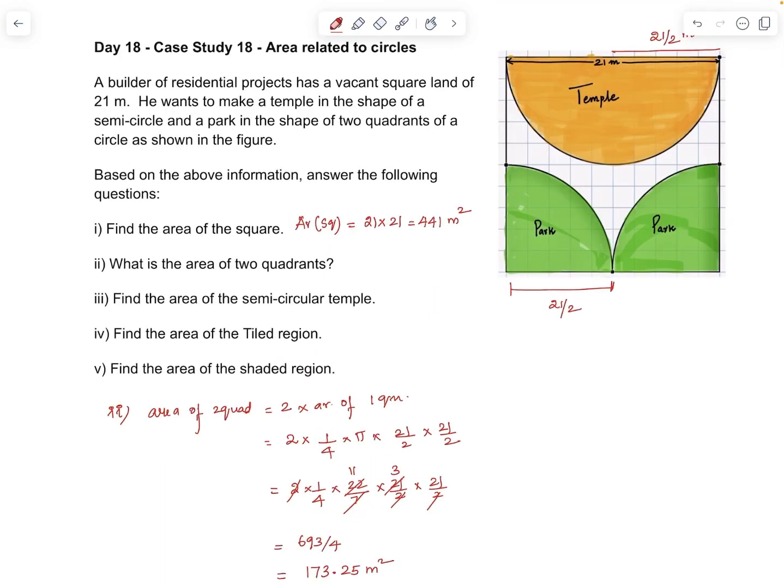173.25. Question 4. Find the area of the tiled region. To get the tiled region, we have to subtract the temple and the park area from the square's area.